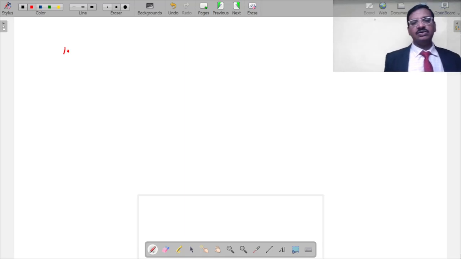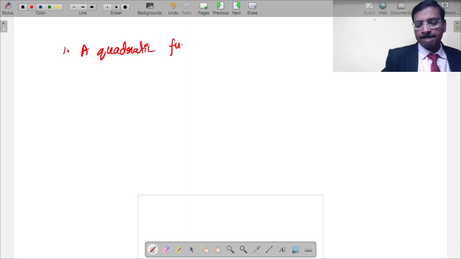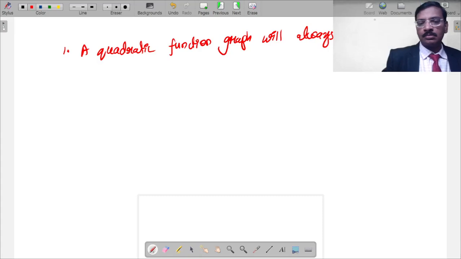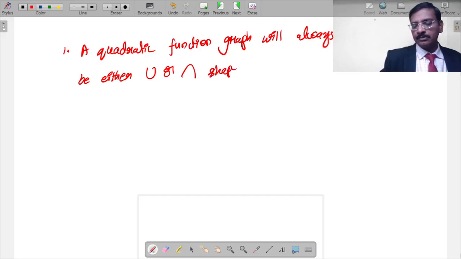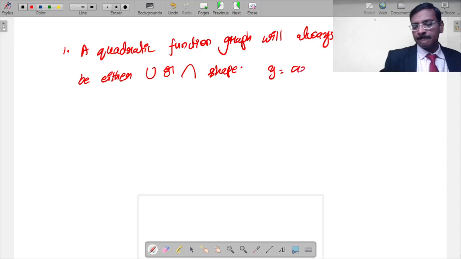So the first point that you will have to understand is that a quadratic equation will always be in the shape of either U or inverted U. A quadratic equation or quadratic function graph will always be either U or inverted U shape, right? So this is the quadratic function.